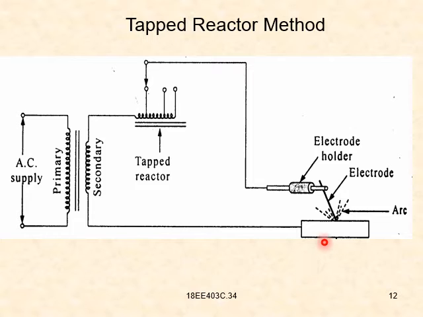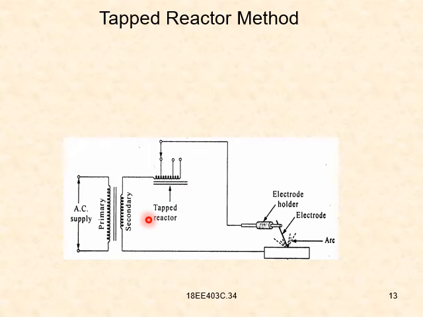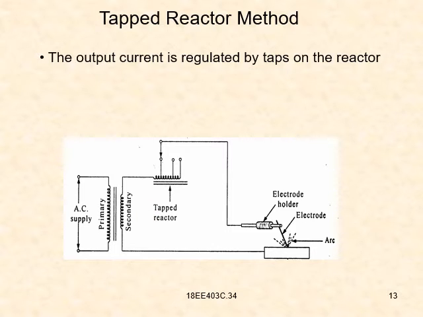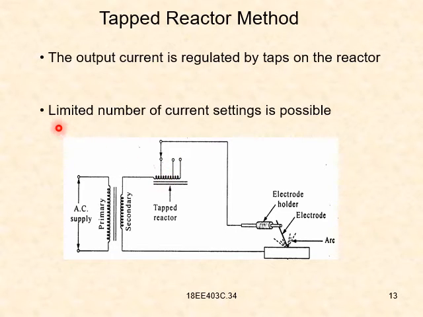Okay, moving on to the next slide. In this tapped reactor method, you can see the output current is regulated by taps on the reactor, and the limited number of current settings is possible. These are the two main points to be noted. There are 3 tappings over here, you can see clearly. And the other main thing is there are a limited number of current settings possible.